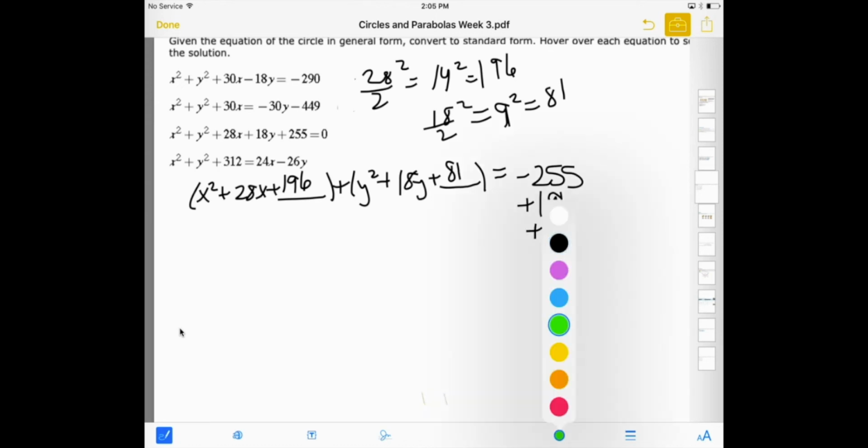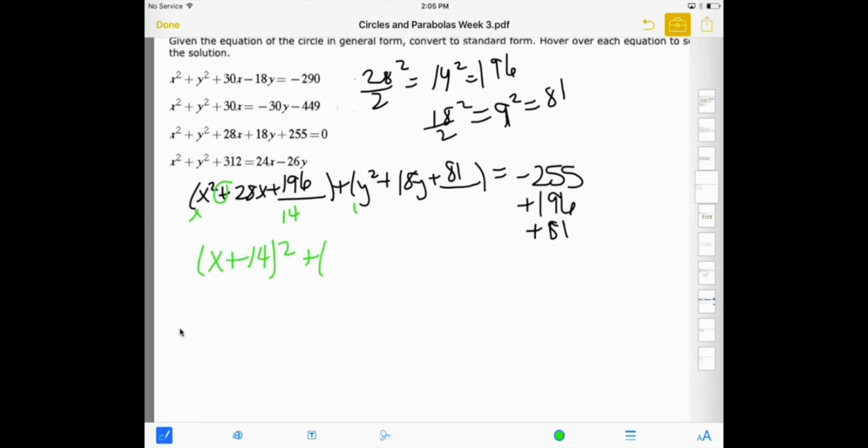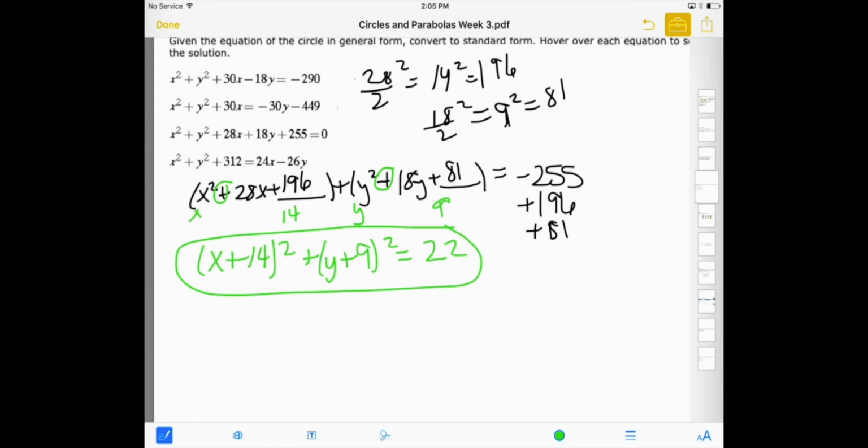Now, I know that x squared is x times x. That's how I break that down. 196 is 14 times 14. The first sign is a plus, so it's going to be (x plus 14) squared is what it factors down into. And then my next group is going to be (y plus 9) squared. And then equals negative 255 plus 196 plus 81, which gets me a grand total of just 22. And that's all I need to do.